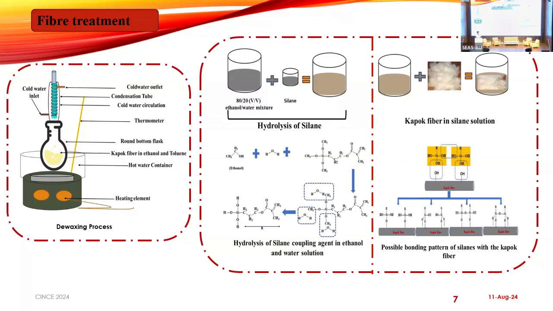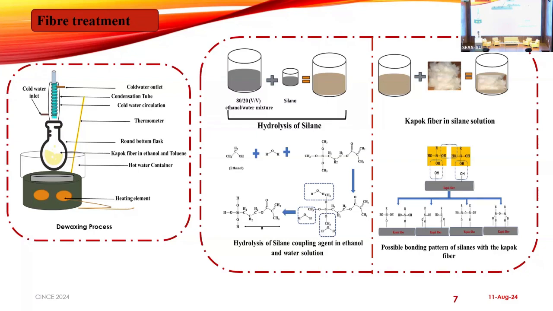In this way, the silane acts as a bridge between the fiber and matrix, and that will help in cross-linking between the fiber and matrix. We can link the fiber and matrix chemically, and that will help in enhancing the composite properties. So that is the possible bonding pattern of the silane with the kapok fiber that is proposed here, and that is verified in the subsequent section.